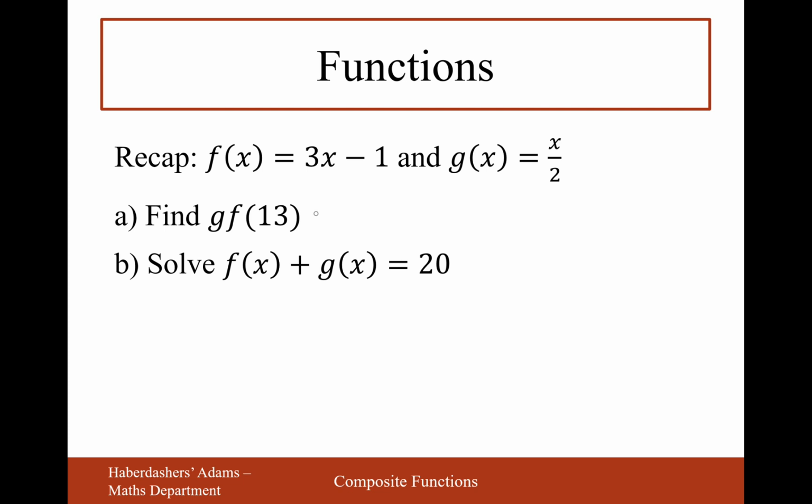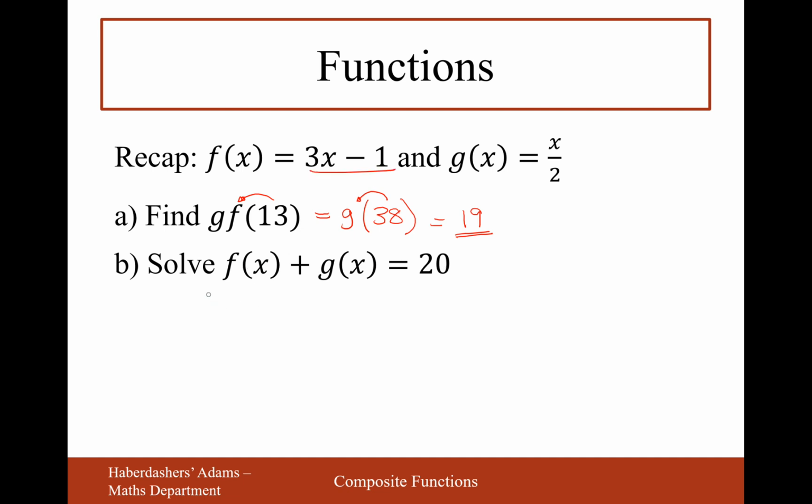Okay, so gf of 13, you put 13 into the f function first. So g of 3 times 13, that's 39. Take away 1, that's 38. And then you put 38 into the g function, so that's going to be 38 divided by 2, which is 19. Lovely.